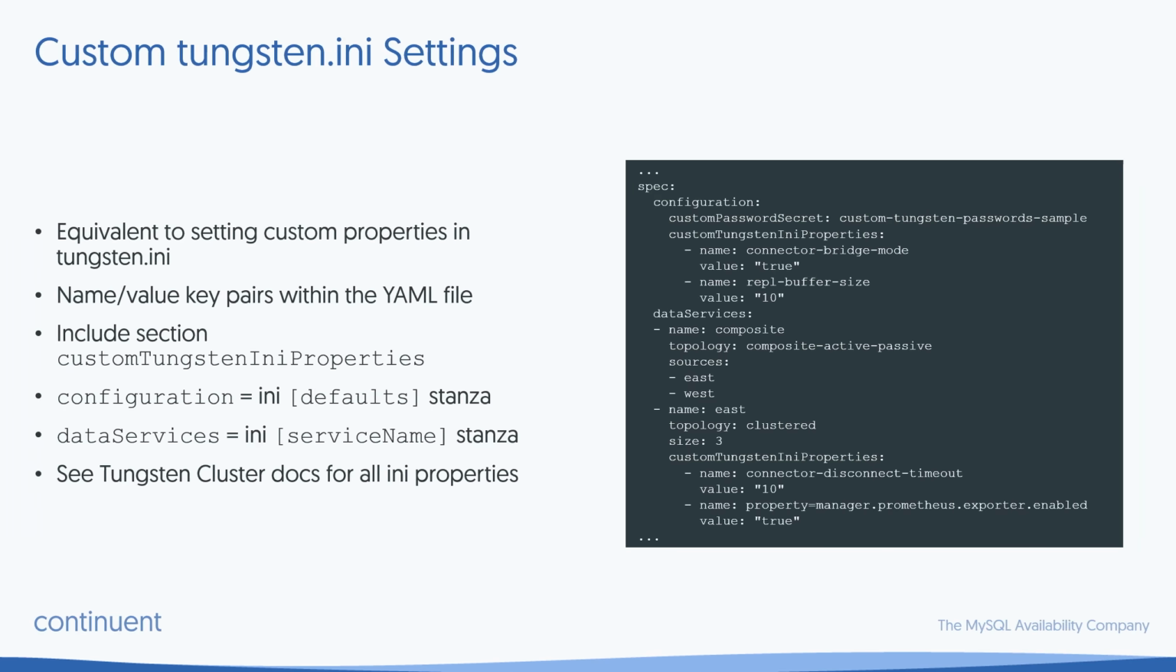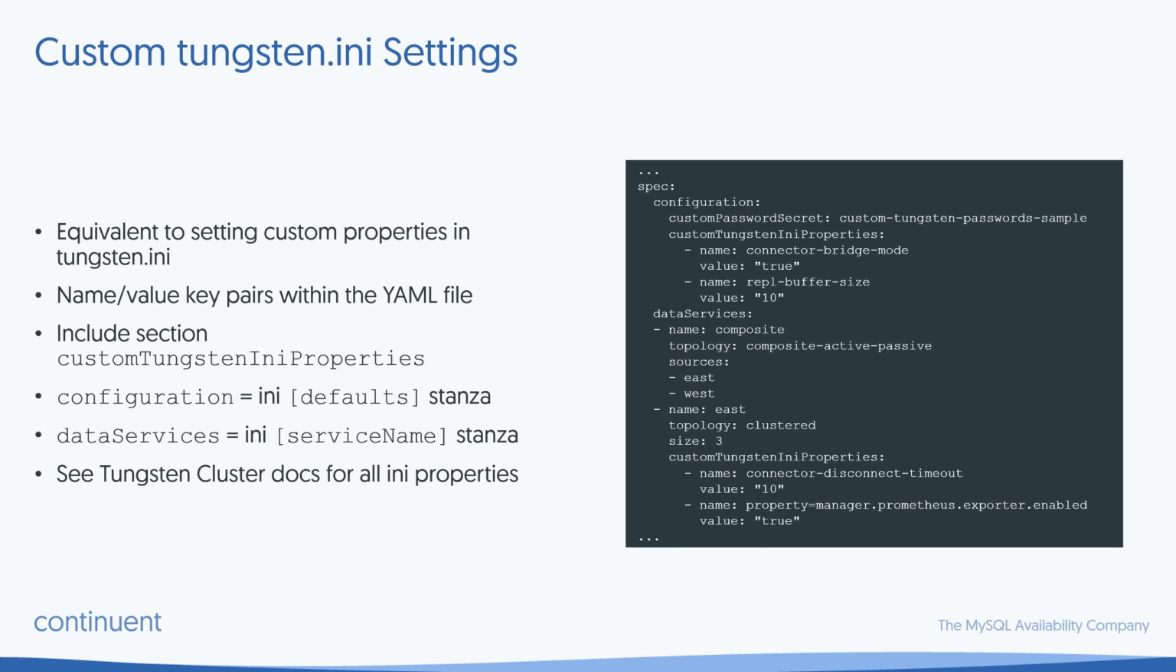I covered this in the previous training session, and I'm going to cover it here again. If you are familiar with Tungsten Clustering and you want to set custom INI properties, there's hundreds of different INI properties that you can set. You can specify them here in the configuration block in the custom Tungsten INI properties block, as you see on this example here. If you want to set properties within the defaults stanza, if you're familiar with how a Tungsten INI file looks, we have the default stanza.